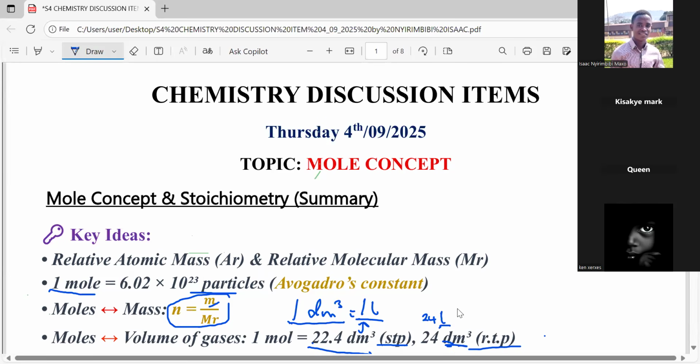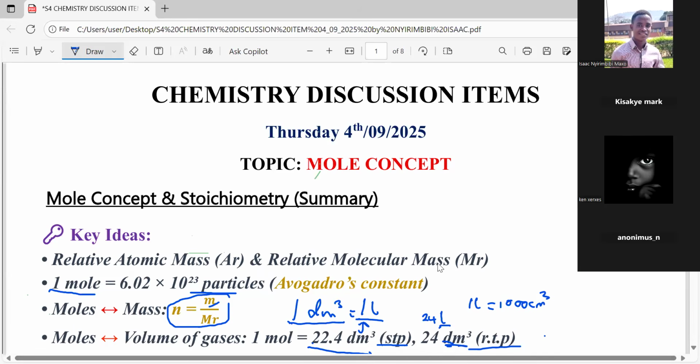Then we know that 1 liter is also equal to 1,000 cubic centimeters, which means from this conversion, we can also know what 1 mole of a gas occupies in cubic centimeters. So what you need to know is just that first thing, then the other things, we can just use the conversion, depending on how the item has been set and the units they want you to use. If you have any question as we are discussing all this, make sure you raise your hand so that we can clarify more on what we are talking about.